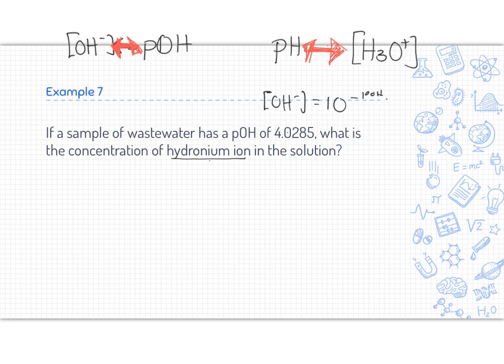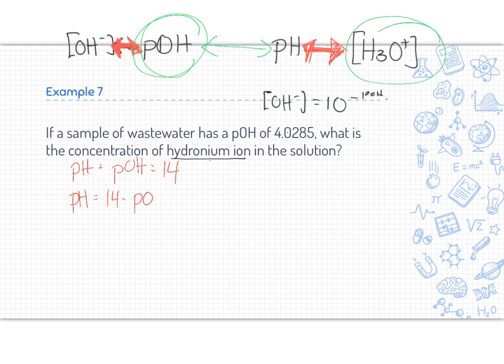All right, and we can relate the two of these using our pH plus pOH is 14. And that's what we need to do. So we have a pOH here. We are looking for the H3O plus concentration. So our first step is to use pH and pOH adding to 14 to find a pH value. So pH will be equal to 14 minus the pOH, which is 14 take away 4.0285, and we get 9.9715 for a pH.